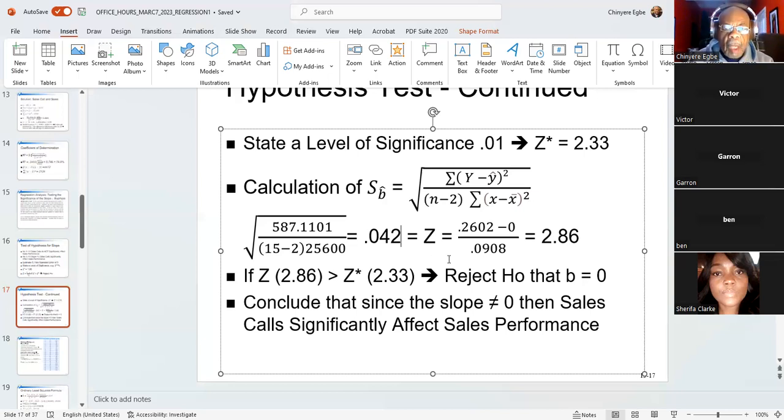Thank you very much. And so now we have the standard error of B hat. Remember, we take B hat minus 0 divided by the standard error of B hat, which is 0.042. And so what do you get? 0.2602 over 0.042 will give you 6.195. Did you get that?